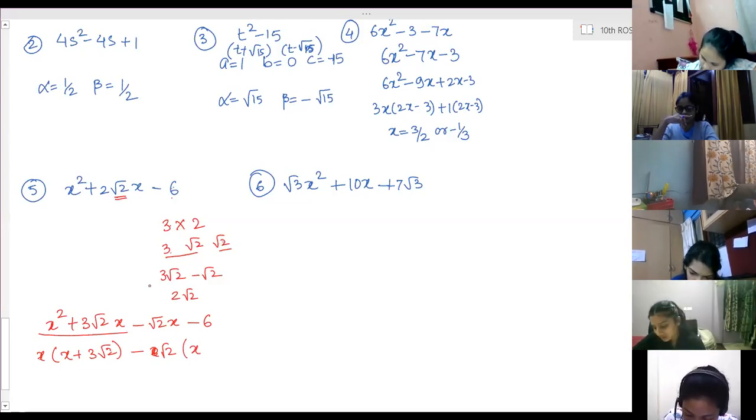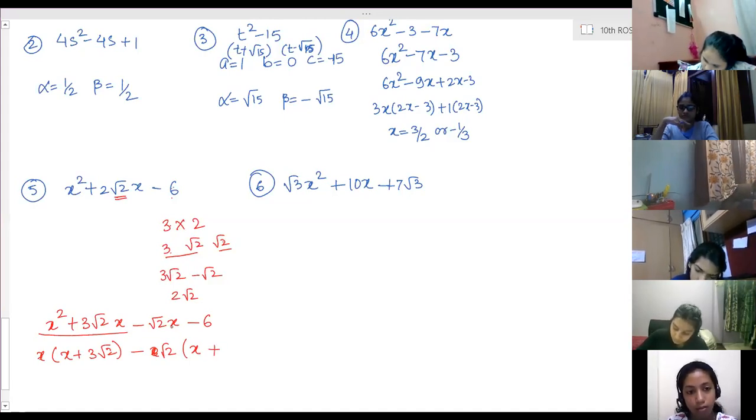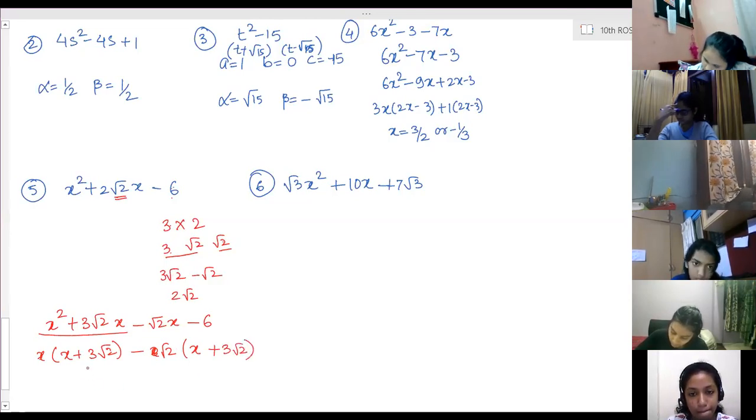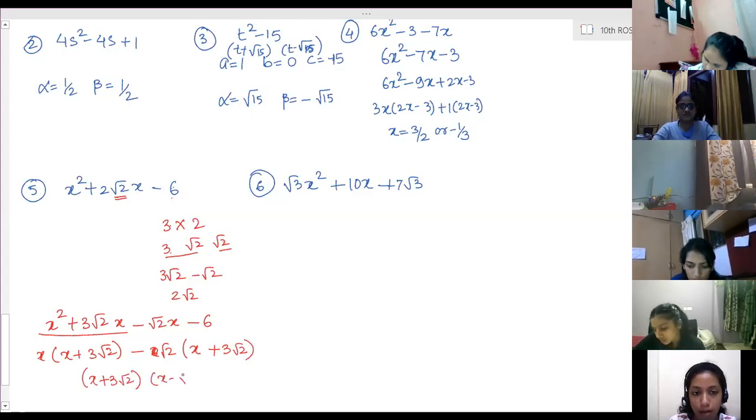Out of that, 1 root 2 we have taken out. So what is left out? Root 2, 3 root 2. So it is root 2 we have taken out. So x plus, minus sign we have taken out already. 3 root 2 is left out. Okay, ma'am. X plus 3 root 2 into x minus root 2.